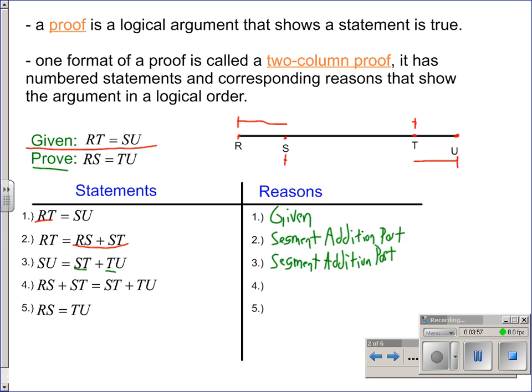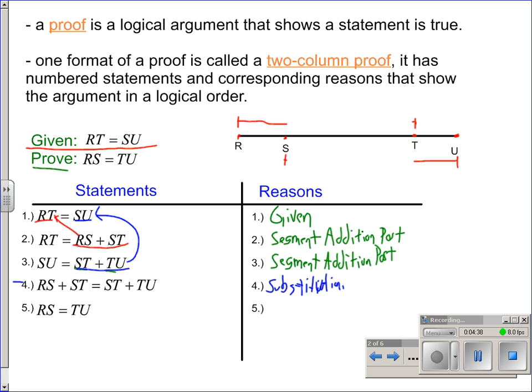So what we're going to do is basically a substitution. We're going to take out this RT and put in RS plus ST. Statement 3 says SU equals this thing. So we're going to take SU out and replace it with what we just said it was equal to. And there's statement 4. RS plus ST equals ST plus TU. We just did substitution. Terrible spelling. Substitution. All right, that's why statement 4 is true. From what we had above, we just did a little substitution, we got a true statement.